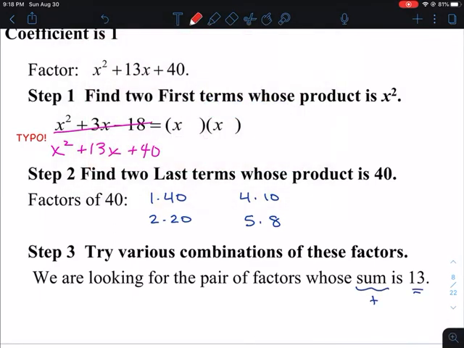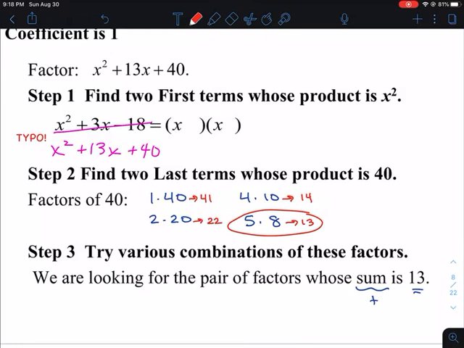So if I go back here and I take a look, if I add 1 and 40, that's 41. If I add 2 and 20, that's 22. If I add 4 and 10, that's 14. If I add 5 and 8, that's where we end up getting the 13. So the two factors that multiply to make 40, that add to make 13, are going to be that 5 and that 8.